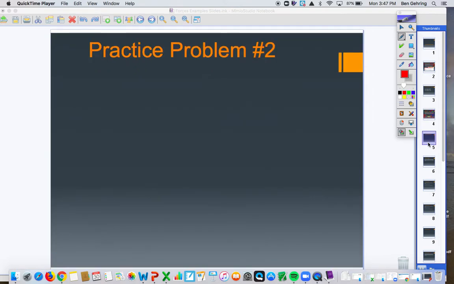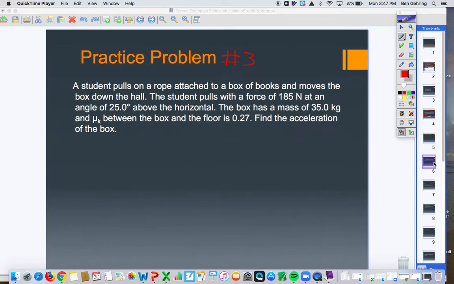Here is another question identical to it. So in this question, a student pulls on a rope attached to a box of books and moves the box down the hall. The student pulls with a force of 185 newtons at an angle of 25 degrees above the horizontal. The box has a mass of 35 kilograms, and the coefficient of kinetic friction between the box and the floor is 0.27. Find the acceleration of the box.